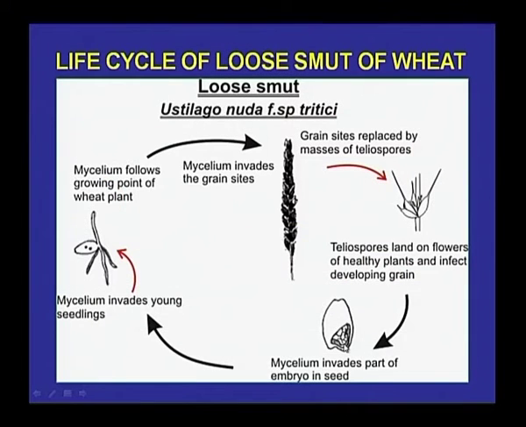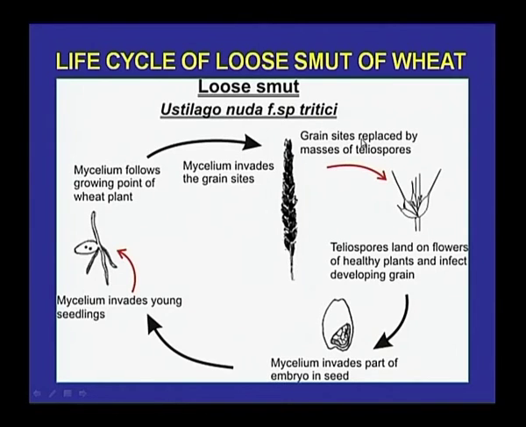So, as I told you, it is a seed-borne fungus, and the dormant mycelium is already present in the embryo of the seed. This invades part of the embryo, and when we grow the seed in the field, the mycelium invades young seedlings, and then follows the growing point of wheat plants and invades the grains at different sites.